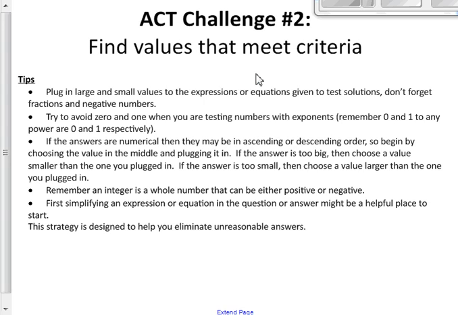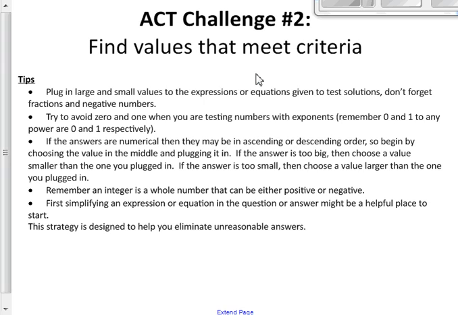Whenever we're picking random numbers to plug into our problem, we also want to avoid 0 and 1 because oftentimes we're dealing with exponents, and 0 and 1 to any power are going to remain 0 and 1 respectively. So just be thinking about that. 0 and 1 we generally like to plug into problems, but that's not going to be the best case when we're talking about this ACT strategy.